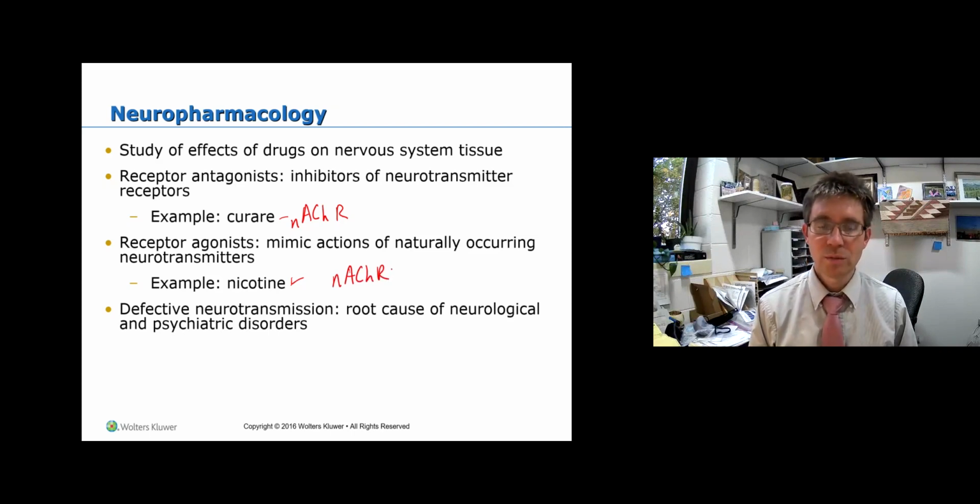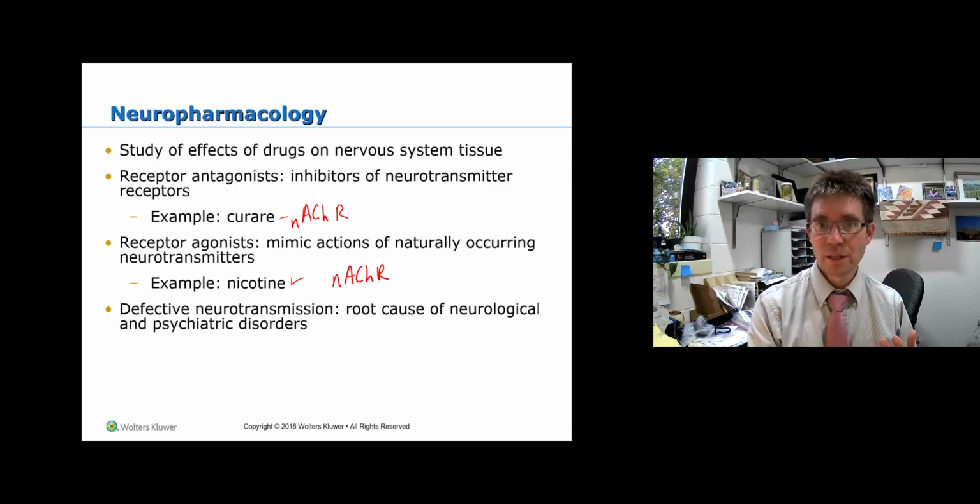And so when you smoke and you get nicotine into your blood, it activates nicotinic acetylcholine receptors, even though you don't normally have nicotine in your body unless you smoke. It's not a naturally occurring substance in your body like acetylcholine is. Acetylcholine is the natural ligand. Nicotine is the drug agonist that you could activate those receptors with also.